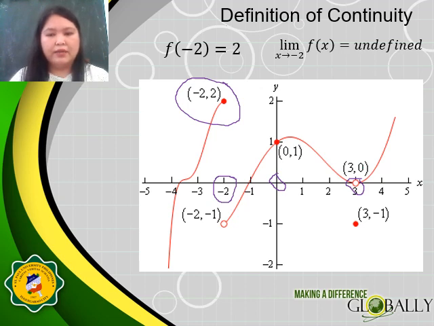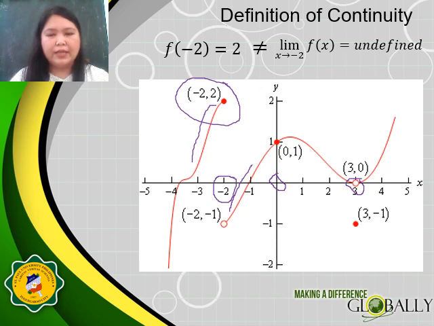Why undefined? Because the left hand limit and the right hand limit do not tend to meet each other, or they are not equal. That's why the limit of f of x as x approaches negative 2 is undefined. And we can see here that the two values are not equal. Therefore, the function is discontinuous at x is equal to negative 2.